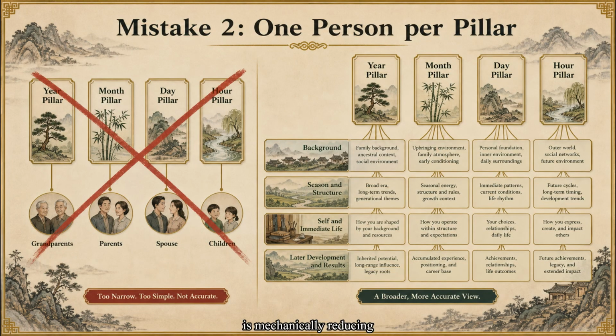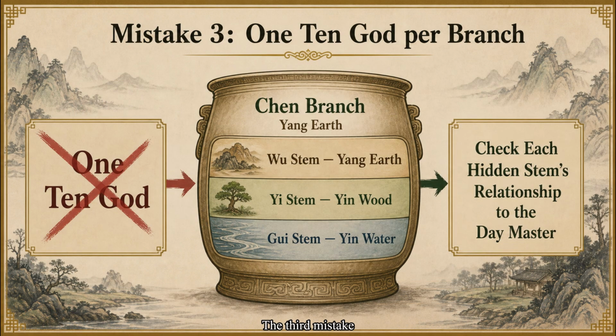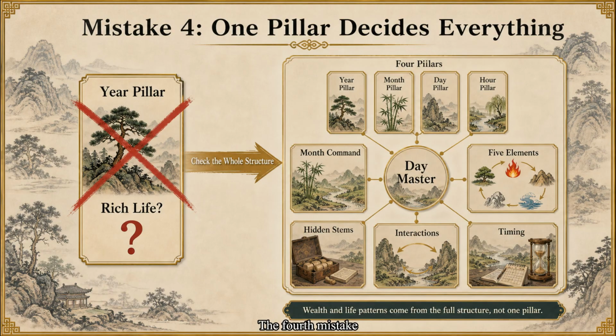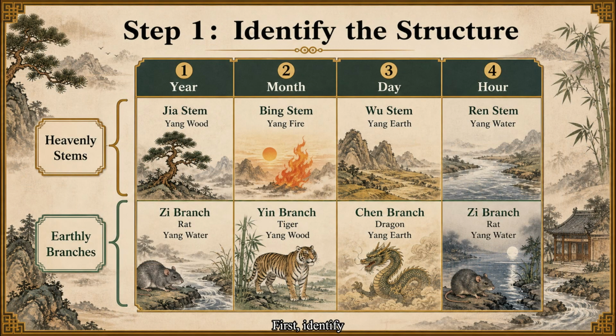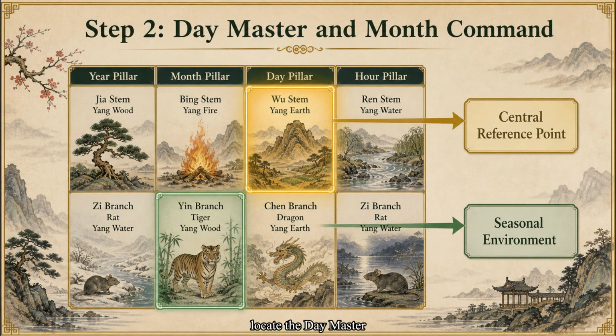The second mistake is mechanically reducing the 4 pillars to grandparents, parents, spouse, and children. The third mistake is assigning one single 10 gods label to a branch that contains multiple hidden stems. The fourth mistake is using one pillar or one symbol to declare the overall outcome of a person's life. First, identify the year, month, day, and hour columns with stems above and branches below. Second, locate the day master above the day pillar and the month command below the month pillar.